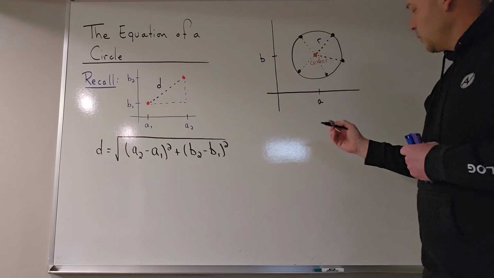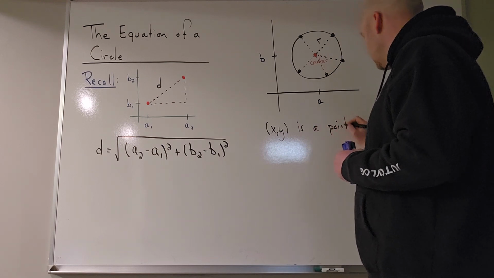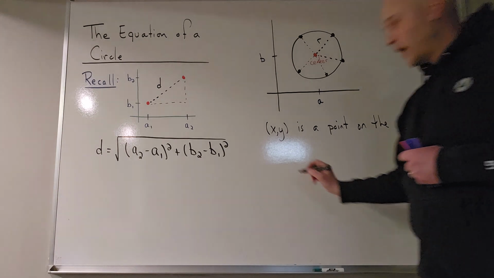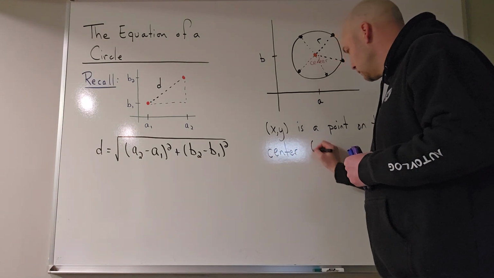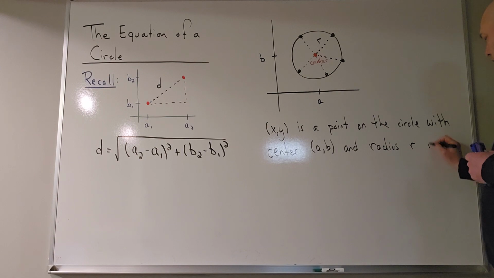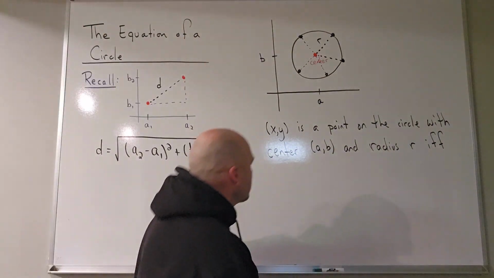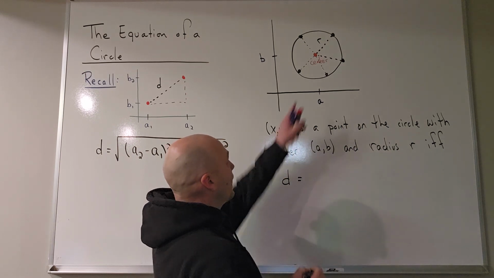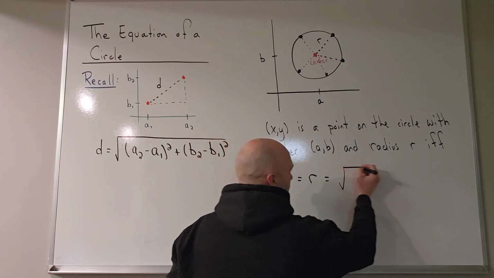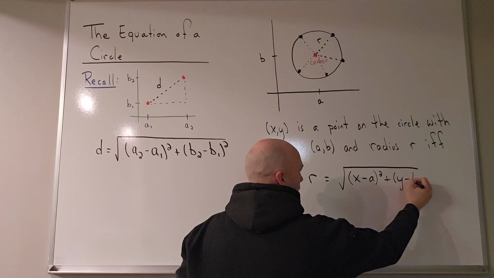So what's the equation for this? Well, x comma y is a point on the circle with center AB and radius R, if and only if (IFF is an abbreviation for if and only if) the distance between AB and XY is R, and R is the square root of the change in the x's, so x minus a squared plus y minus b squared.